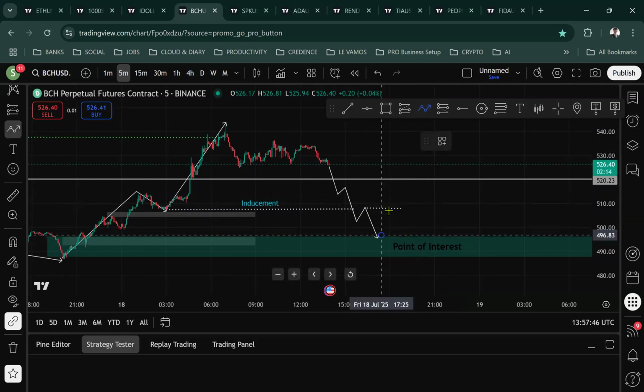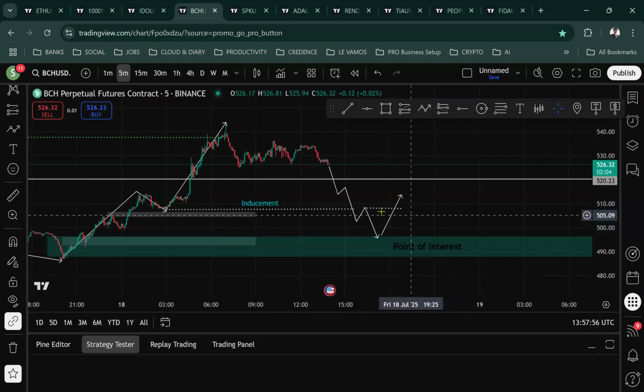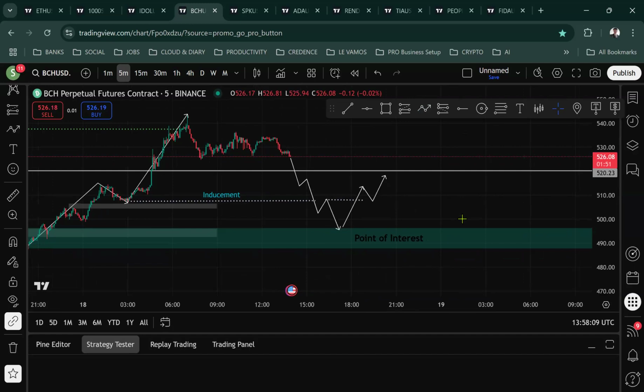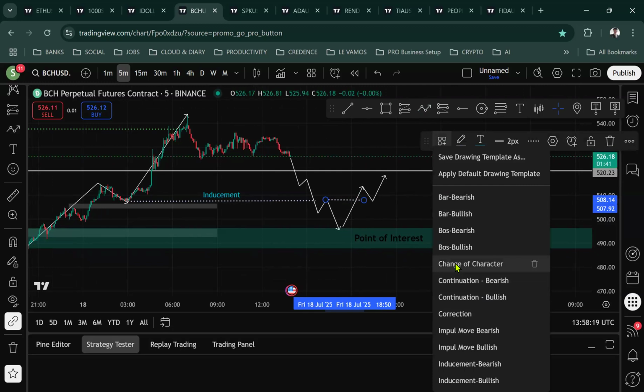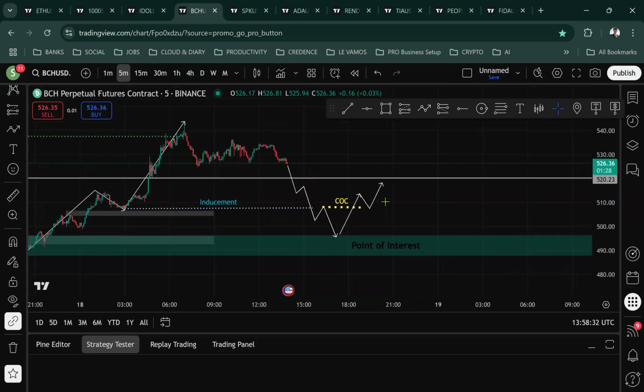So this is an inducement. Again, if it is something like this coming, yes, so now it becomes a COC. Okay, something like this. That's COC. In this case, let's say this is the COC. So which means it's going up because it's a BOS also confirmed here. So it means the 5 minutes now is uptrend.